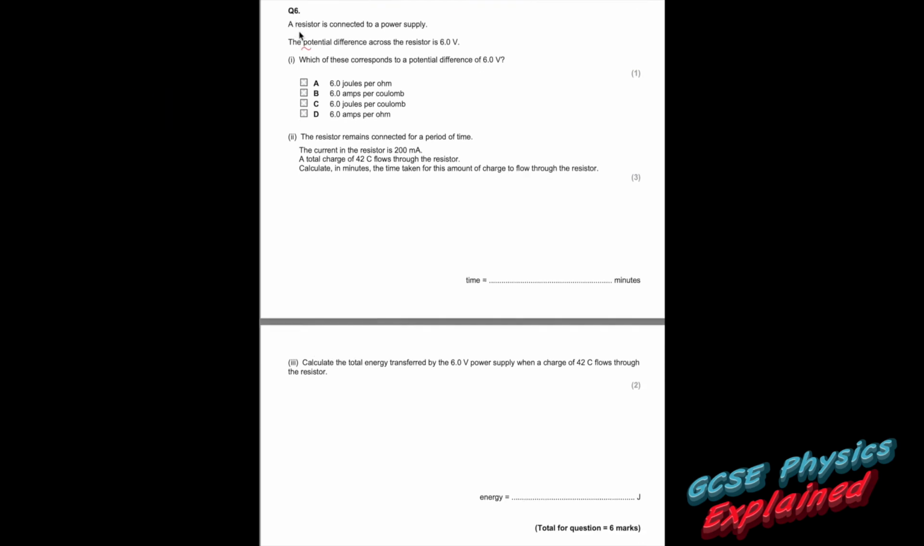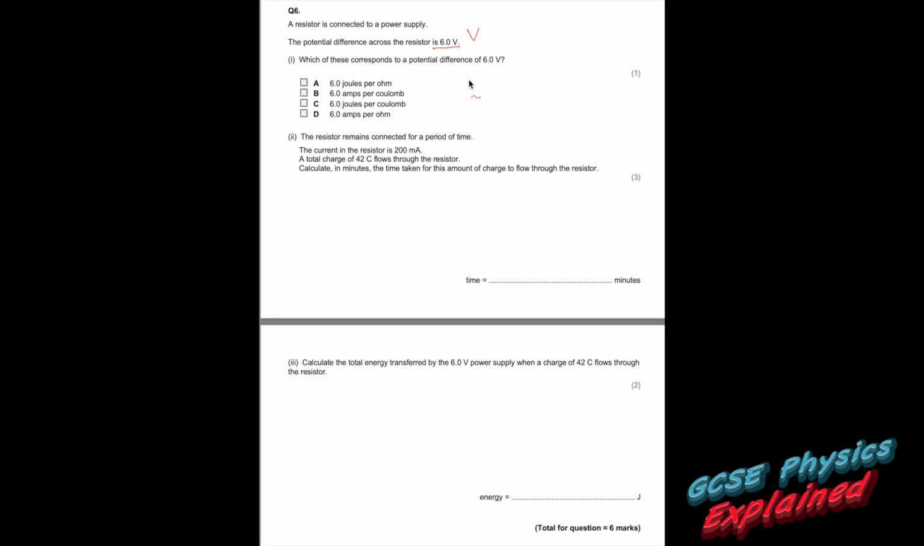Question 6. A resistor is connected to a power supply. The potential difference across the resistor is 6 volts. So we know voltage. Which of these corresponds to a potential difference of 6 volts? Okay. So it wants us to find some alternative units for voltage.